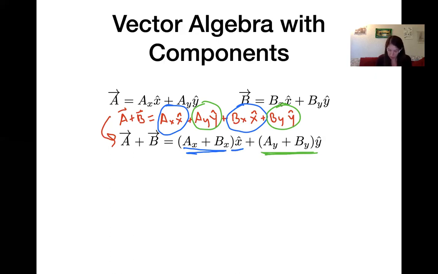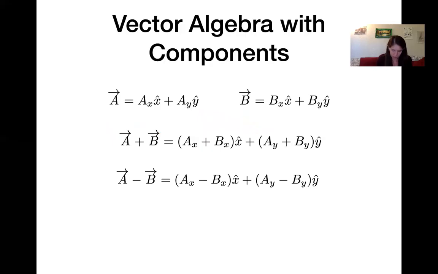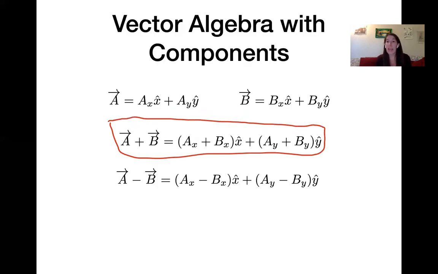All right, so ultimately, this is the formula that you need for adding vectors given components. If we had a z component, then we would just have another term here with a sub z plus b sub z, z hat.